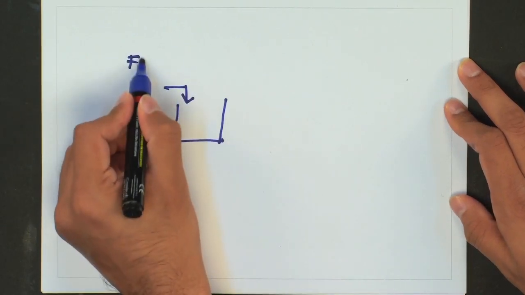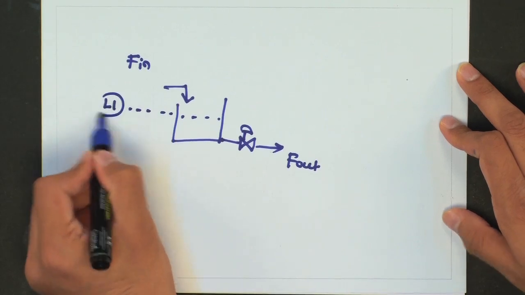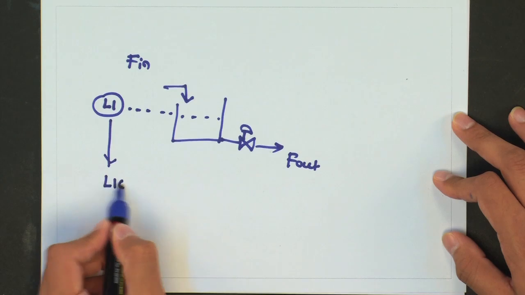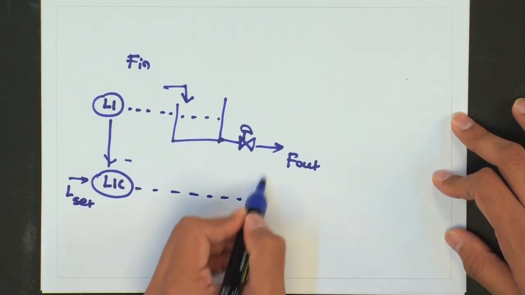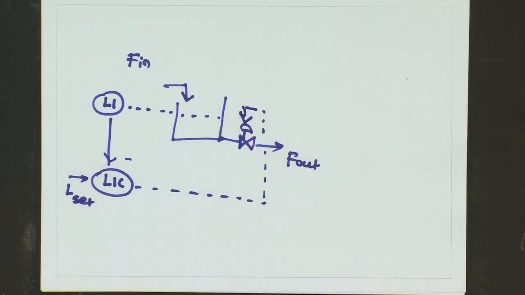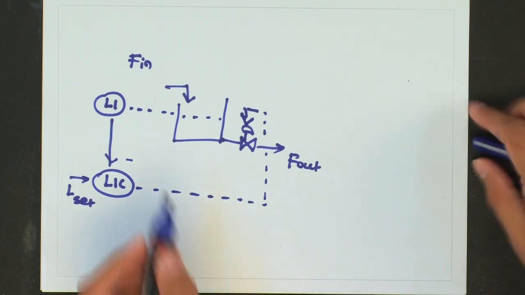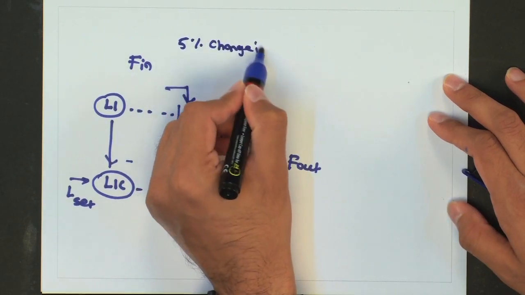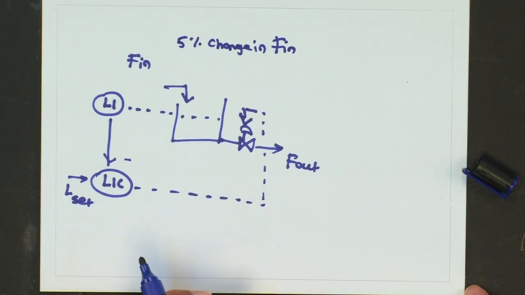Now let us come to the example which I had shown you about the control of this particular tank. Let us say I use a feedback control, wherein we measure the level in this tank and give it to a controller, which knows what the set value is. And accordingly it is going to change the outlet flow rate. We had seen this particular system, if there was a 5% change in the inlet, the control system was able to change the outlet flow rate such that the height eventually remained the same at 50%.